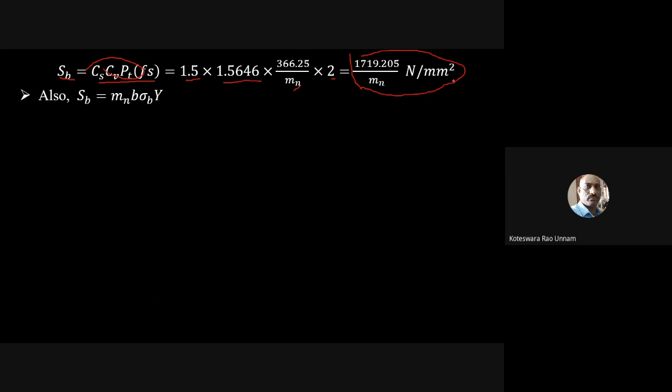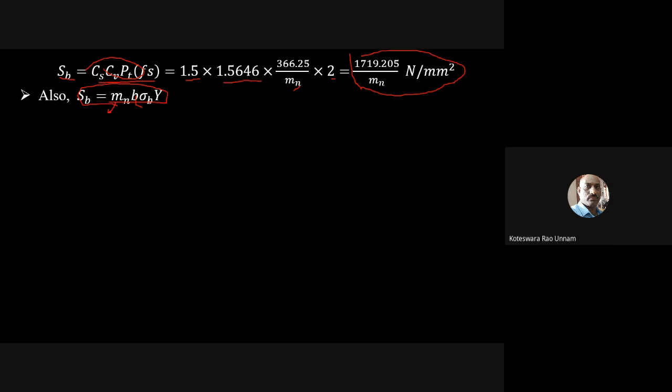And also we have a beam strength equation in terms of this normal module and Lewis form factor and allowable stress, something like this: SB equal to Mn B into sigma B into Y. In that, Mn is unknown to us, so we need to calculate Mn. B is given as 10 times Mn. So in the problem itself, he mentioned that you need to take the face width as 10 times the normal module. So B is equal to 10 Mn.